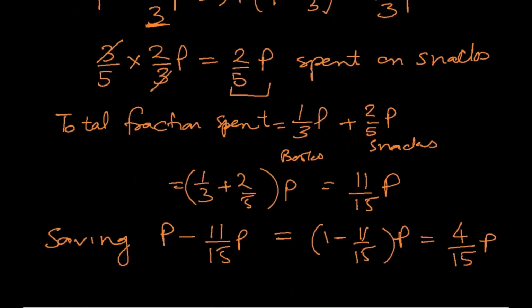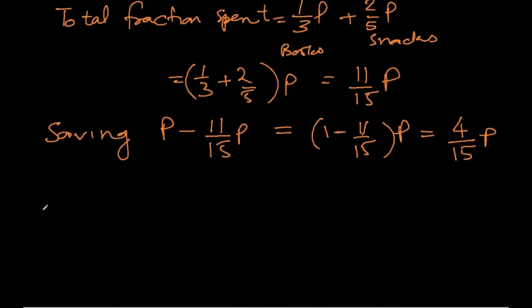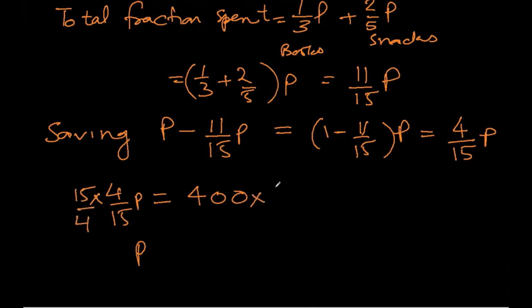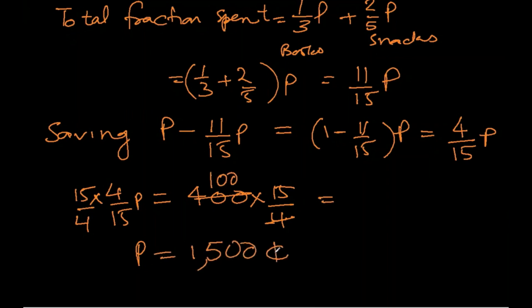So this 4 over 15 of P is equal to 400 cedis. So P will be, we will multiply by 15 to get rid of 15, divide by 4 to get rid of 4. The same we have to do on the other side also. So it is 1500 cedis, the amount P.